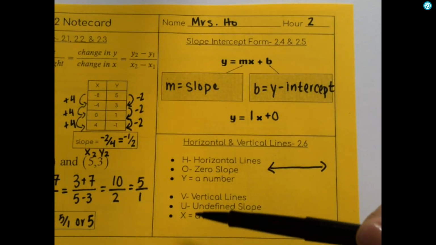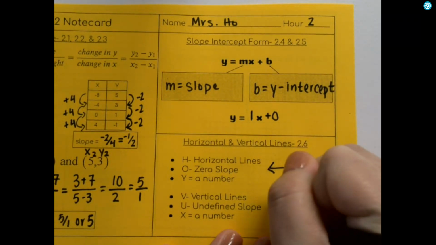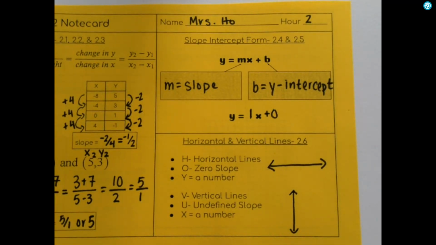Okay, vertical lines have an undefined slope and are x equals a number. What does a vertical line look like? If you forget, think about if you were to ask someone what their vertical is, that's how high they can jump. So think about up and down. All right, any questions on anything on the front of this note card?